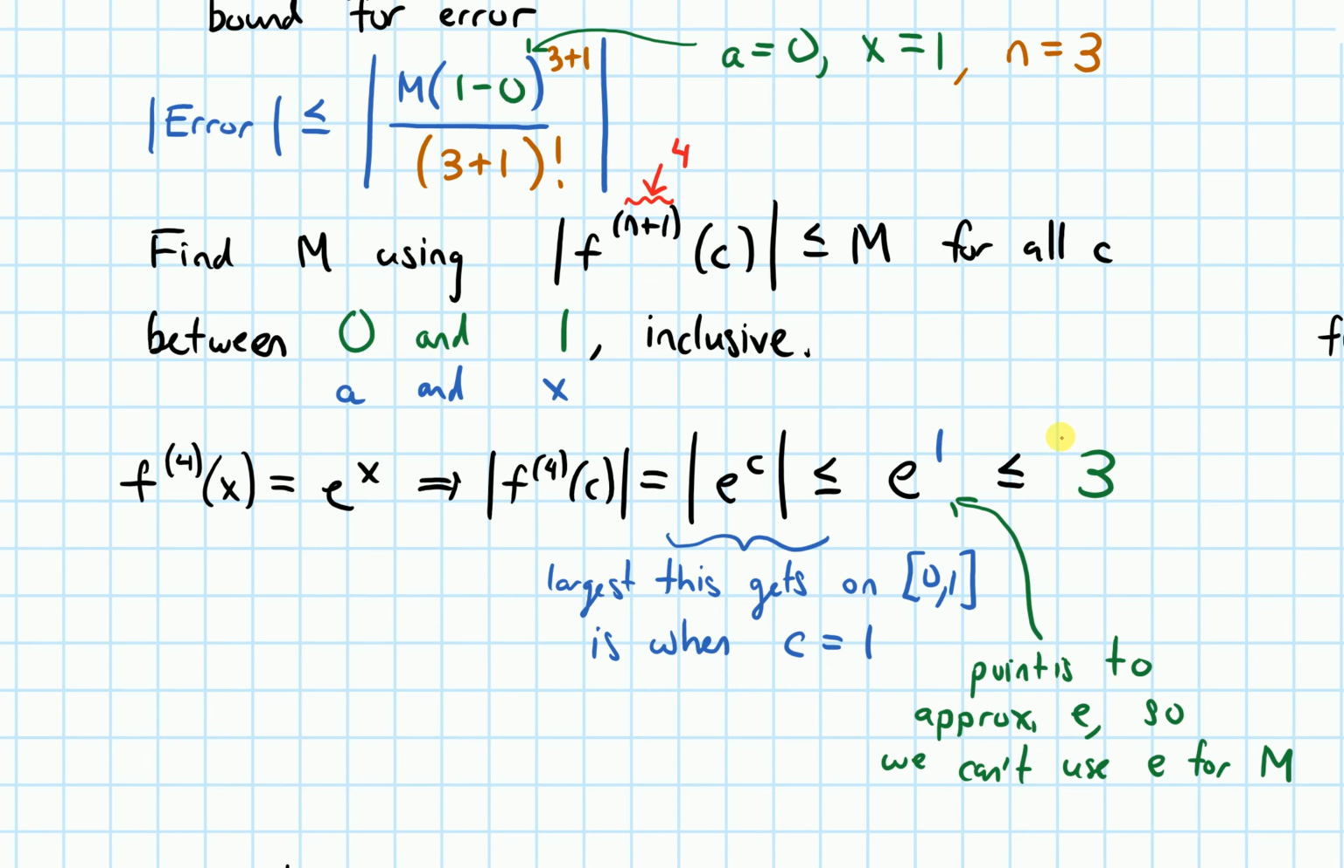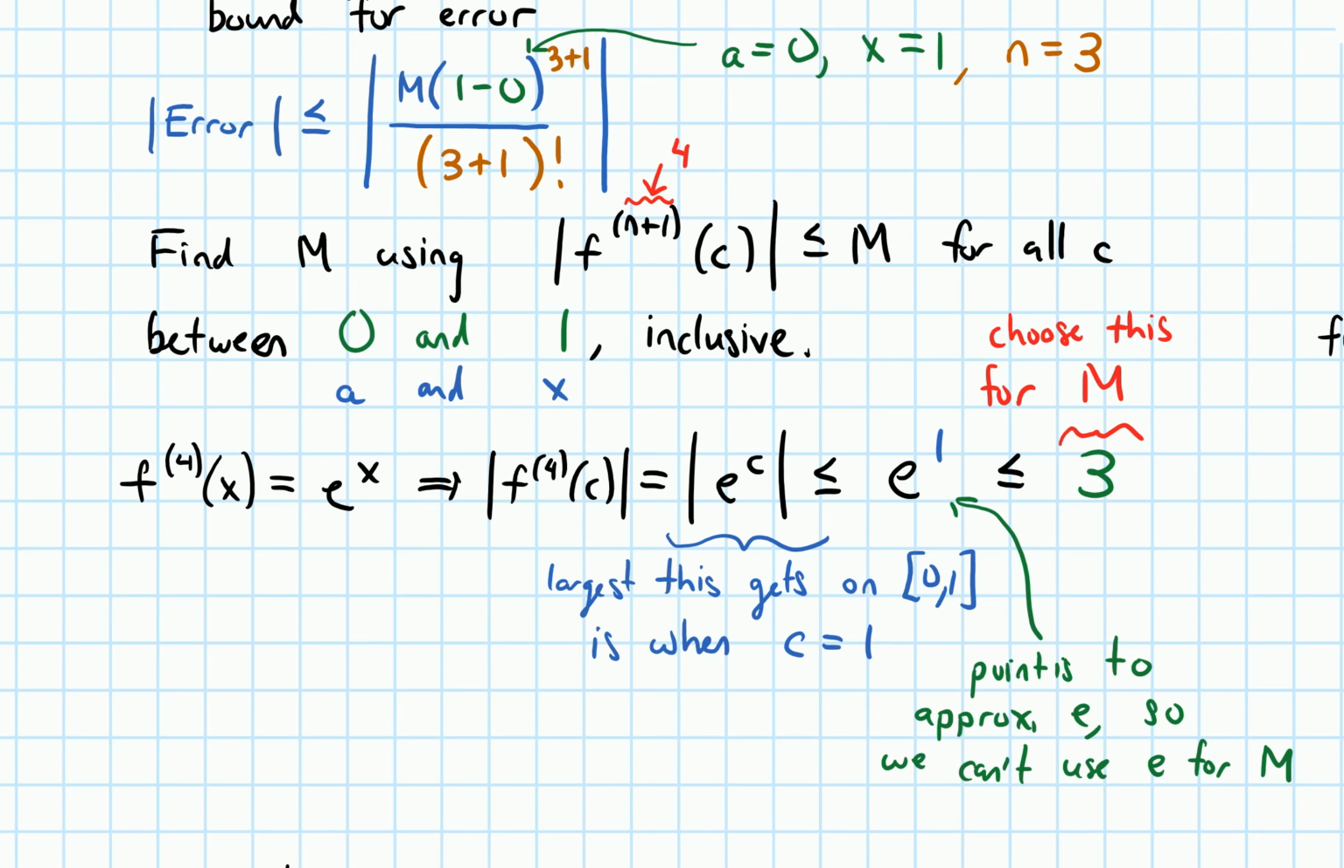Okay, so this is what I'm going to choose for M. Technically, I can choose anything that's larger than the absolute value of e to the c here. So if I wanted to choose 5, I could have, because that's going to be larger than e is. If I wanted to choose 142, I could have.